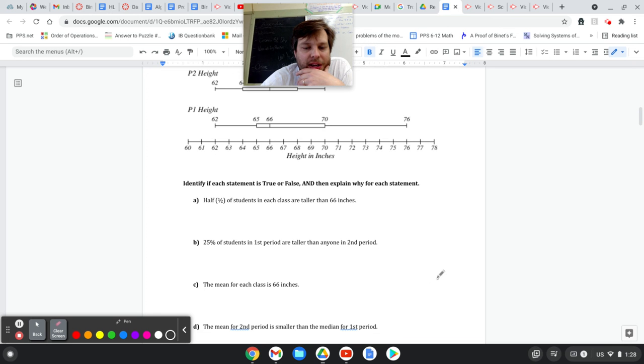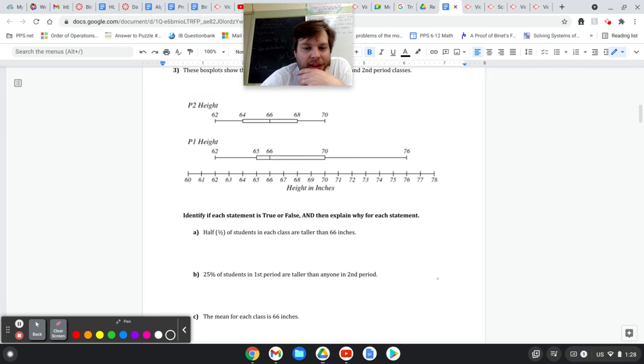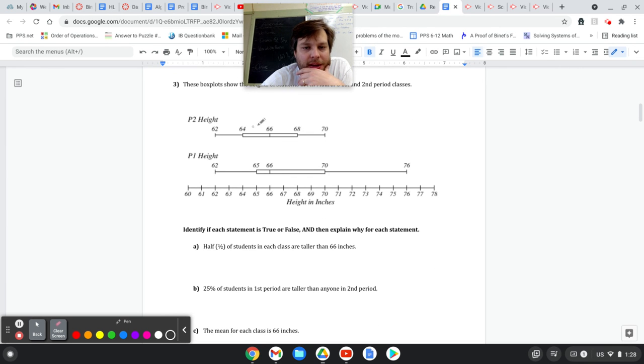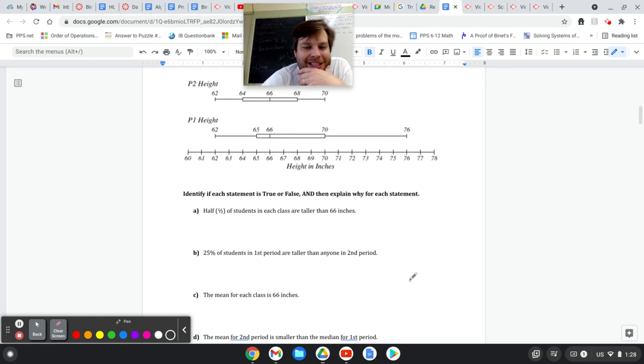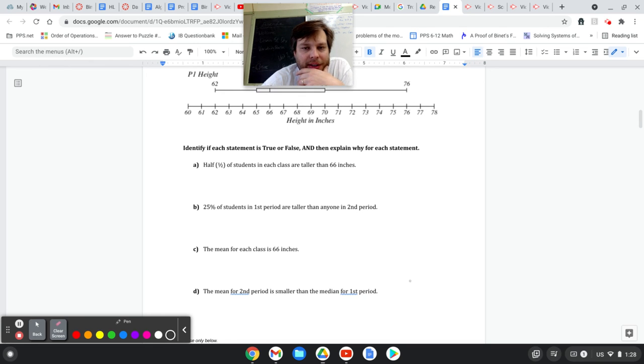Or you could say that they may be equal because period 2 is symmetric. So its mean is probably pretty close to 66, which is the median for first period. It doesn't meet the definition of smaller because you either say, I can't tell that information from a box plot, or you say they are likely equal. But neither of those answers says that they are smaller.